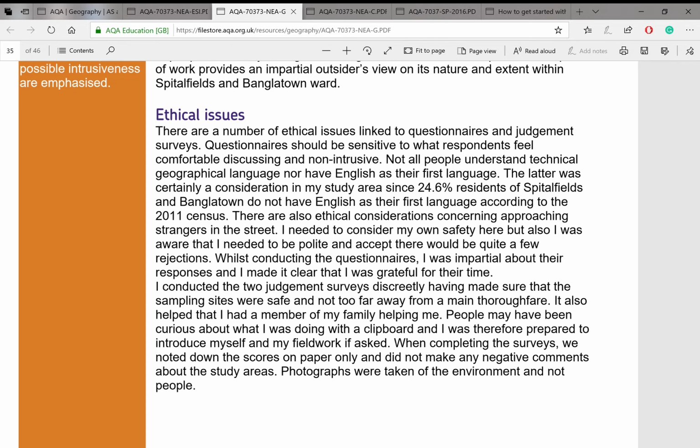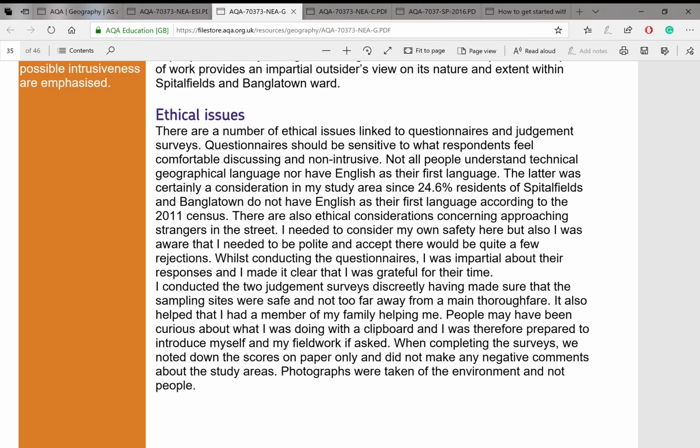They talk about how they needed to consider their own health and safety, the fact that some of the residents may not have spoken English, and that whilst conducting the questionnaires, he or she had to be impartial about their responses and made it clear that they were grateful for their time. So it's not a case where they were asking leading questions or they were overtly open about their own opinion to be able to influence the people that they were speaking to.